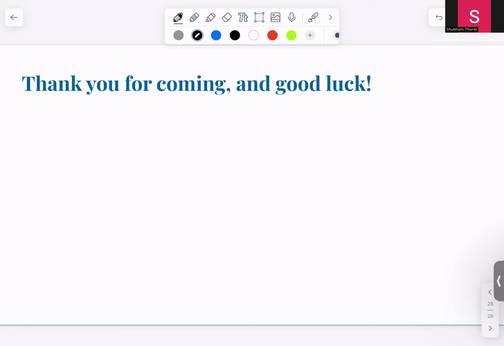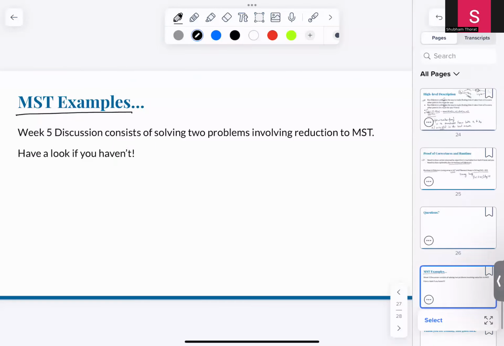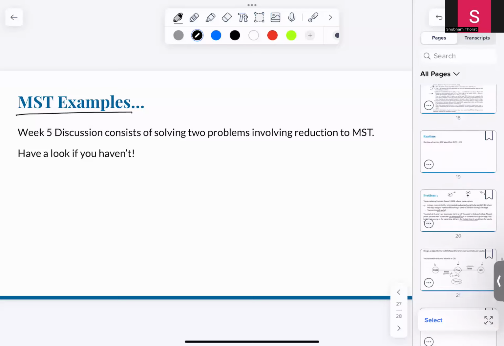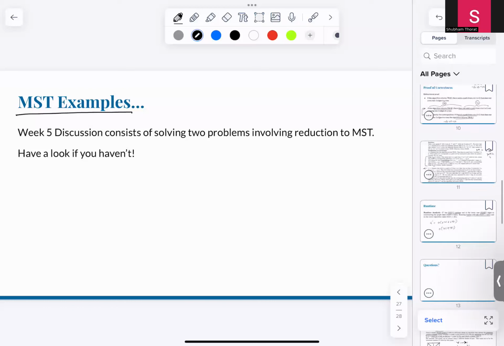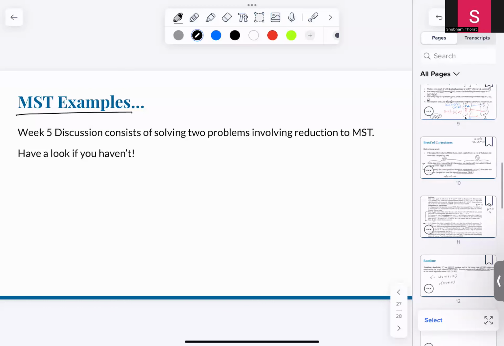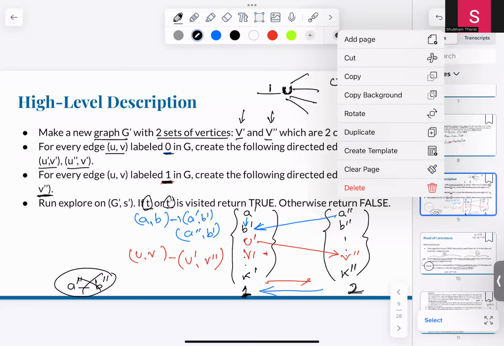One row. Okay, let's see that problem. First one. This one, right? See if I can add a page here. And, yep.